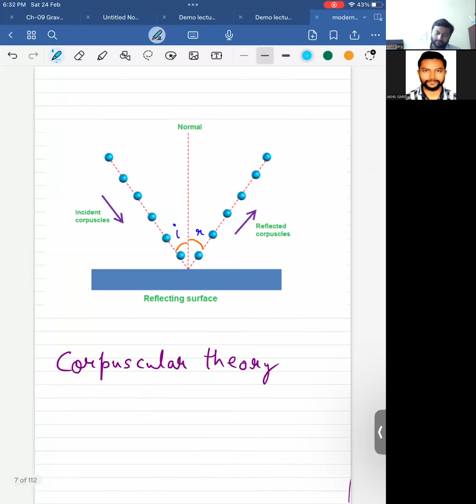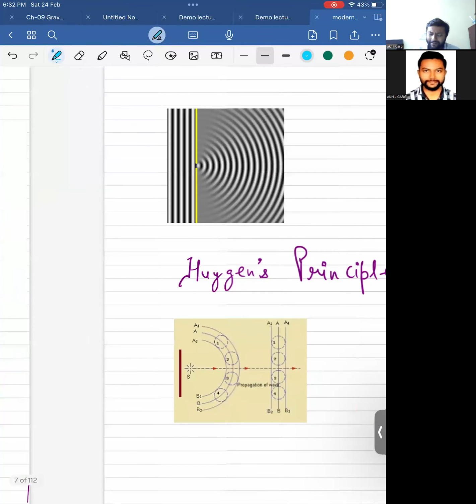Let us discuss the corpuscular theory of light. It suggests that light is a combination of corpuscles, that is, like balls. When balls are incident at a certain angle, they reflect at a particular angle. All the laws of reflection are valid. Angle of incidence equals angle of reflection for a perfectly elastic collision.